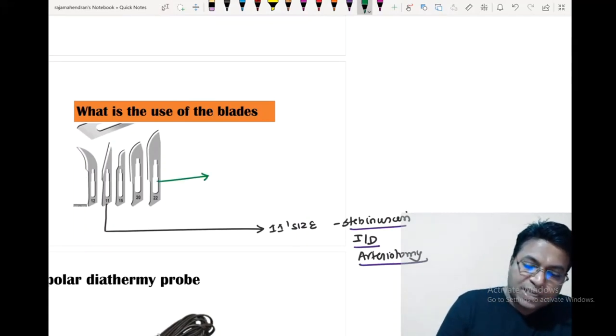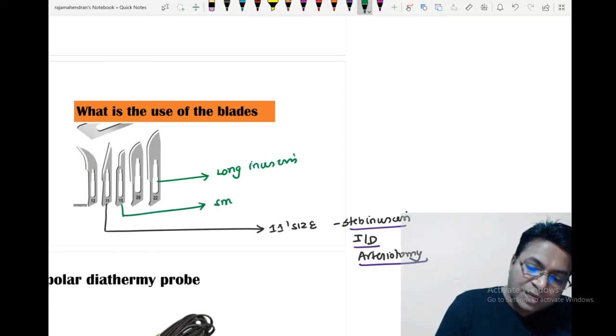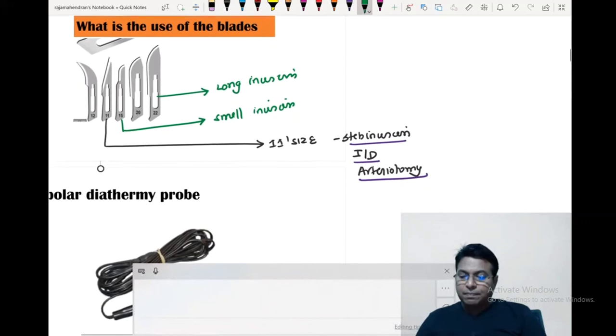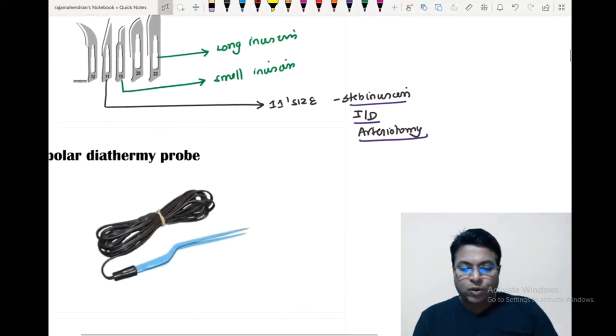This is a 22 size blade used for long incisions. This is a 15 size blade used for small incisions. Okay, for small incisions we use this 15 size blade. So please don't forget these blades' shapes and all. I hope you will be remembering this.